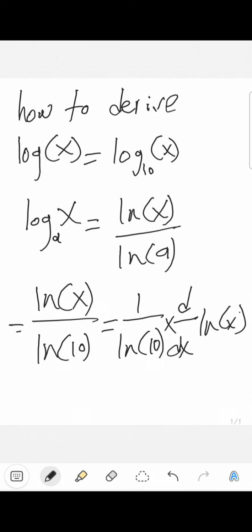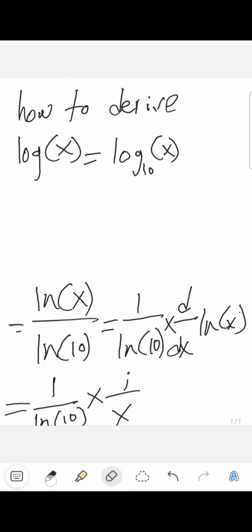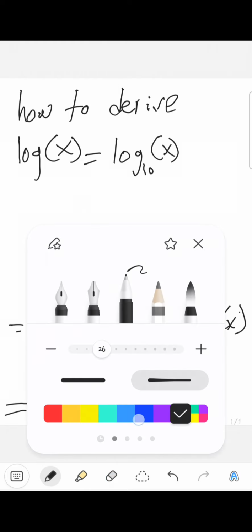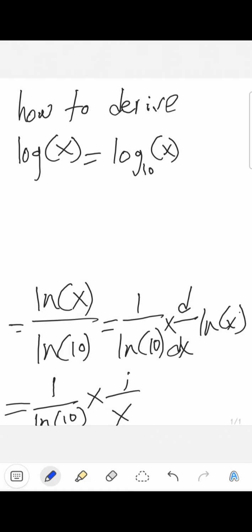Okay, now this becomes simpler to derive because we know that the derivative of ln of x is equal to 1 over x. This means that we will have 1 over ln of 10 multiplied by 1 over x. Okay, so now this means that our final answer is going to be 1 over x ln of 10.